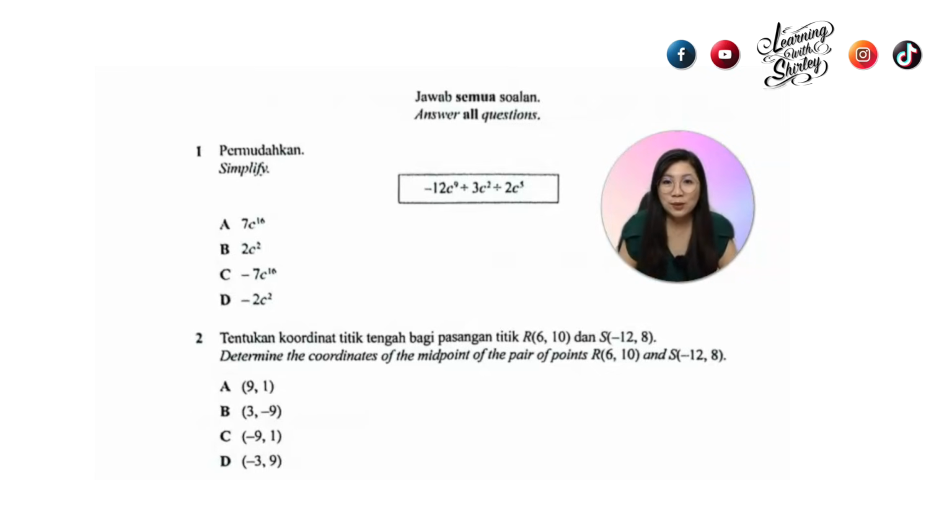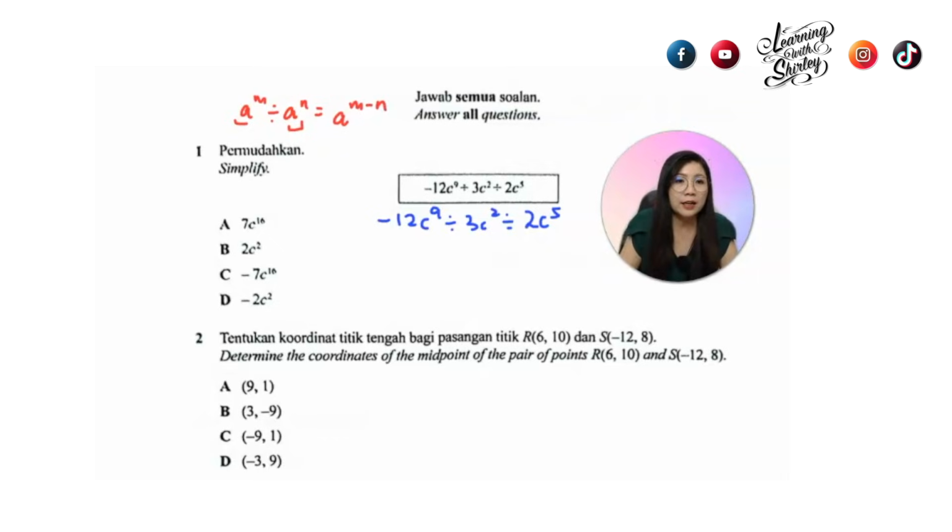So this question is on algebraic expression. The question is negative 12c power 9 divided by 3c squared, and then divided by 2c power 5. Do you still remember the law of indices? The law of indices states that a power m divided by a power n, if the base is the same, we minus the power, m minus n.